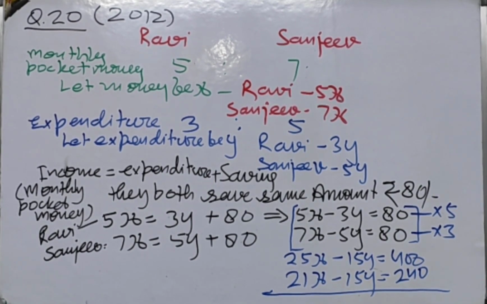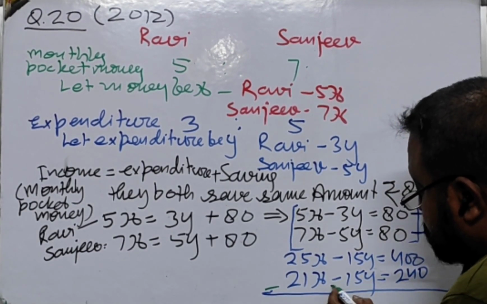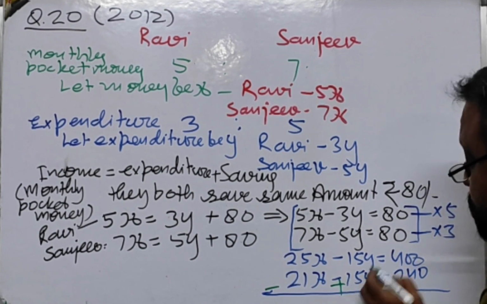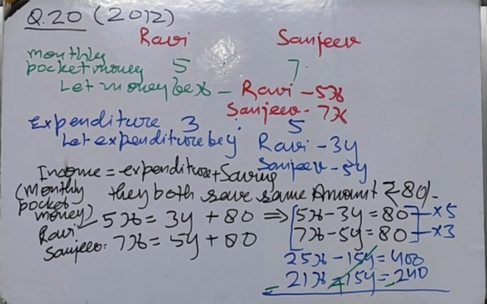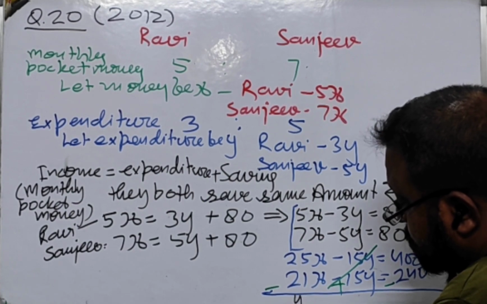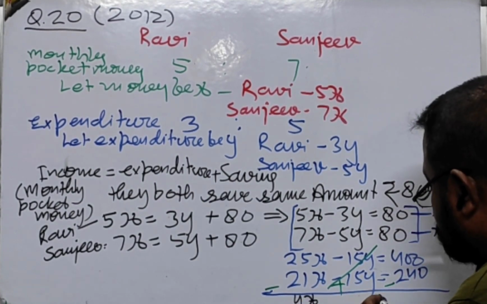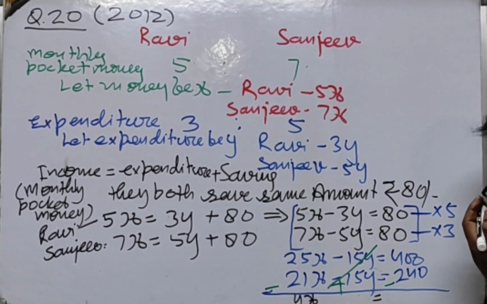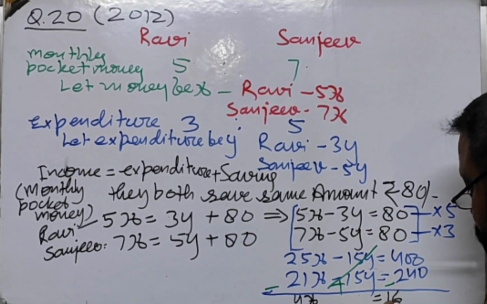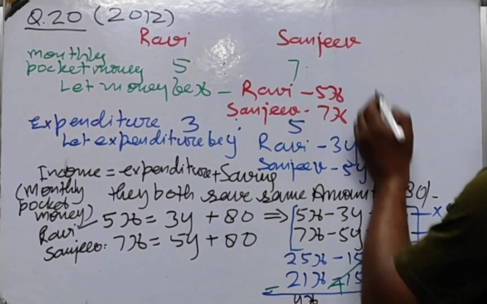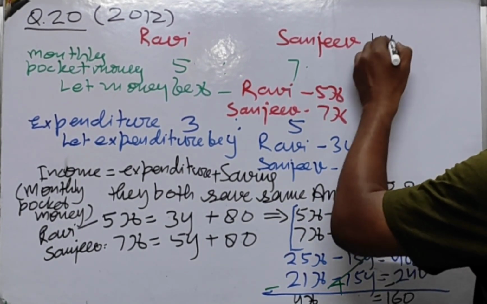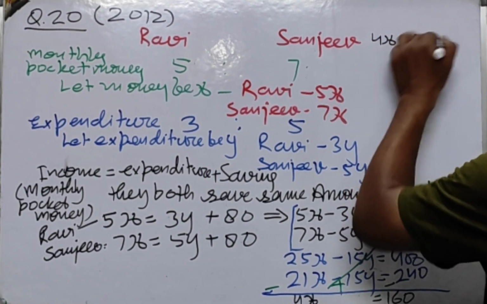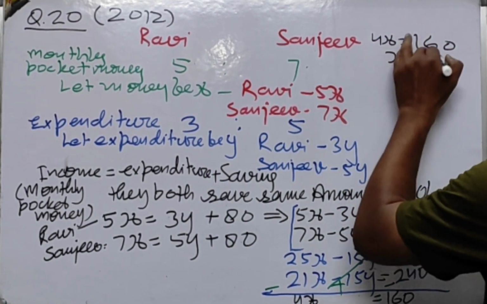Now on subtracting, this is minus, this is plus, this is minus. They cancel out and we get 4x is equal to 160, right? So 4x is equal to 160, so x is equal to 40.